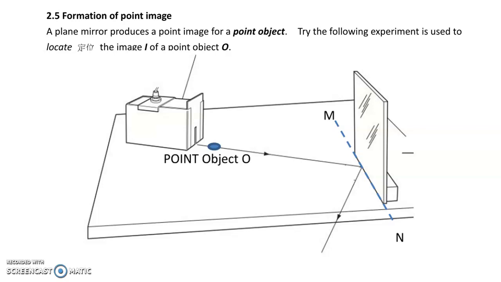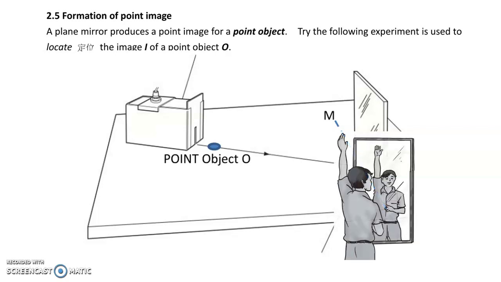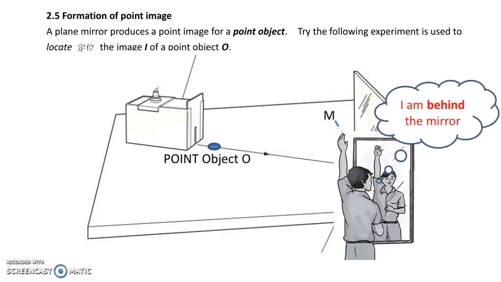2.5 Formation of point image. A point object produces a point image. We see ourselves in a mirror. Well, in a mirror. Where is the image? Is it really in the mirror? Physicists say it is behind the mirror. Let's find out why they say so.